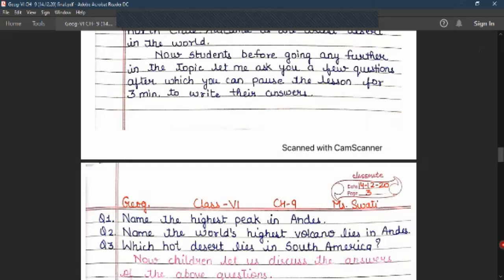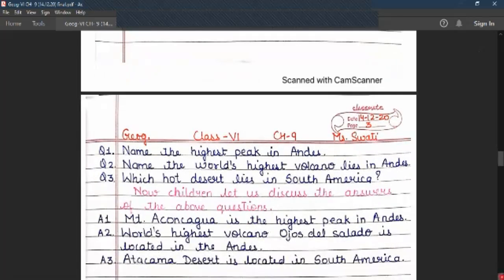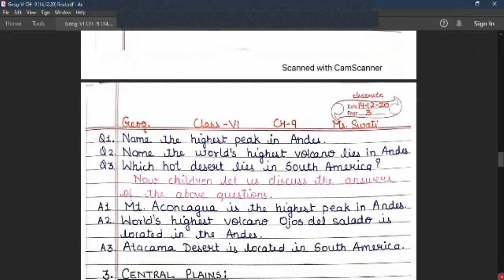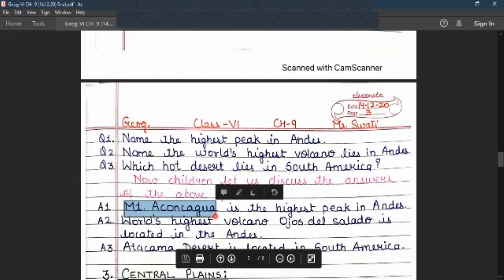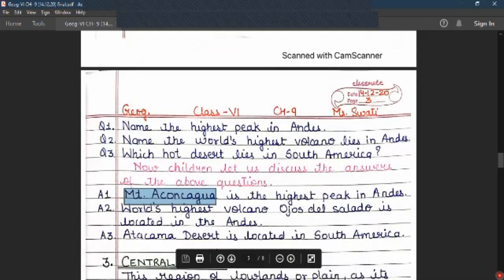The 3-minute break is over, children. So let us now discuss the answers. Answer number 1. Mount Aconcagua is the highest peak in Andes. Answer number 2. World's highest volcano, Ojos del Salado, is located in the Andes, whereas Atacama Desert is located in South America.